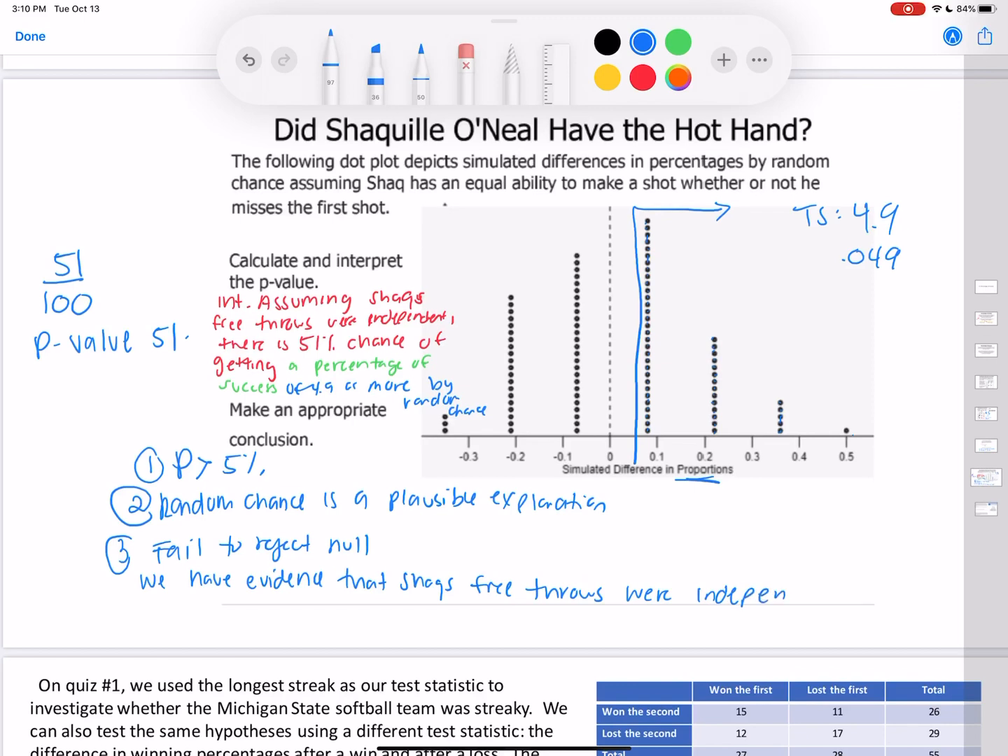Okay, so be careful. You'll notice on your last quiz, I can't say proven. I cannot prove that Shaq's free throws were independent. I cannot prove that Shaq's free throws had the hot hand. Each one of your dot plots, each one of your test statistics could be different. All of these dots are generated by random chance. So at any given time, random chance could give me another series of dots that gave me a different p-value and ultimately a different conclusion. So we can never prove anything. So be careful saying prove in your conclusions.